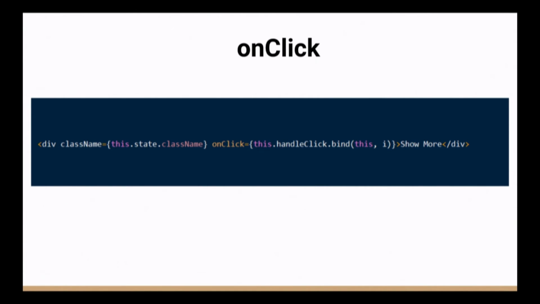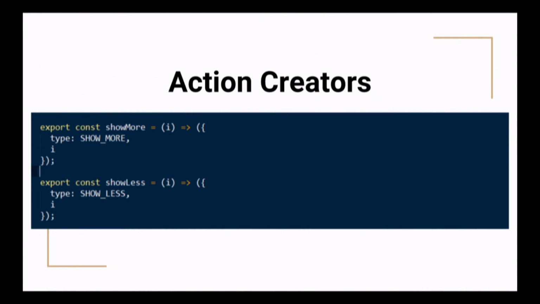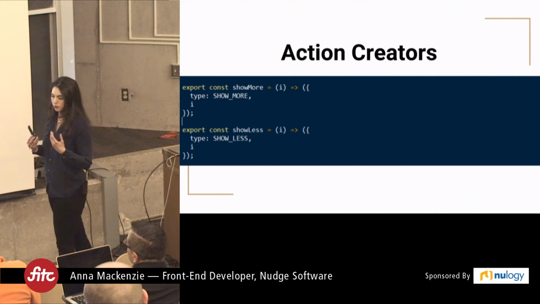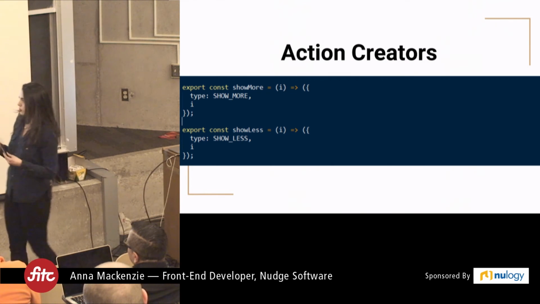This looks familiar. This is just a div. That's really great. Look at our onClick. This would look the same if it was the show less button, except it would say show less. Okay, so again, these are the action creators that we have associated with the show more store, the reducer.